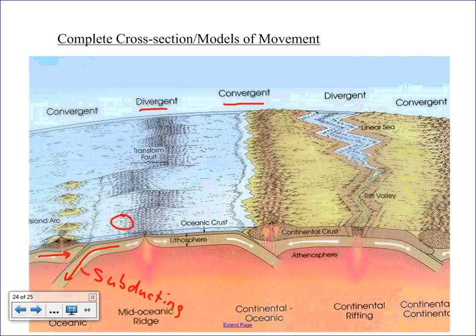Since this is ocean crust, this is ocean crust, this then would be an ocean-to-ocean convergent boundary. You have your volcanic island arc here, your deep sea trench here, and you'd have your shallow, medium, and deep earthquakes.